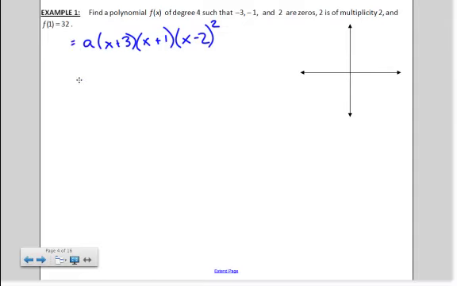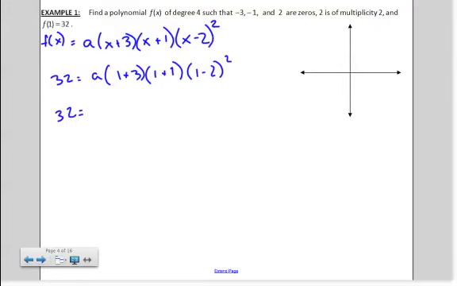The leading coefficient. We use f of 1 equals 32 to find our leading coefficient. Now, we know from last semester that f of 1 equals 32 means plug 1 in for x. So 32 equals a times 1 plus 3 times 1 plus 1 times 1 minus 2 squared. Now, we're just going to get to the work there without explaining all of this algebra because you know how to do it.